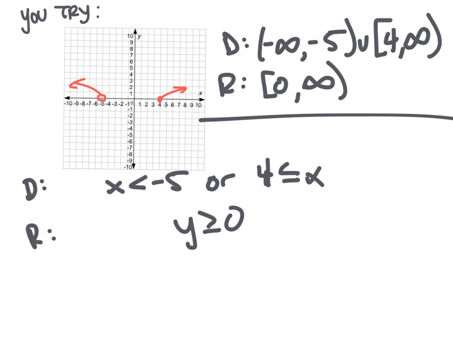All right, so the domain we should have gotten was -infinity to -5, both in parentheses, then 4 to infinity, and 4 has a bracket. The range is 0 to infinity because here 0 is included in the range, even though it's not right here.